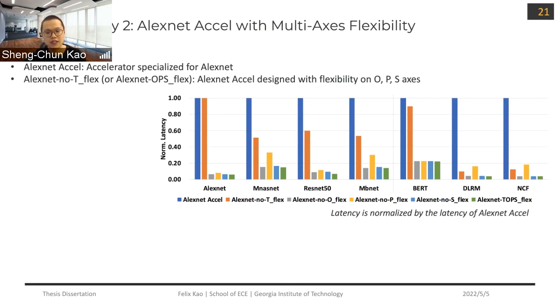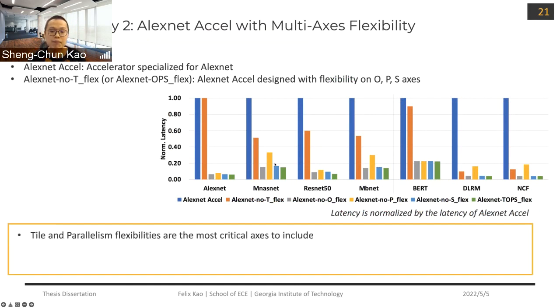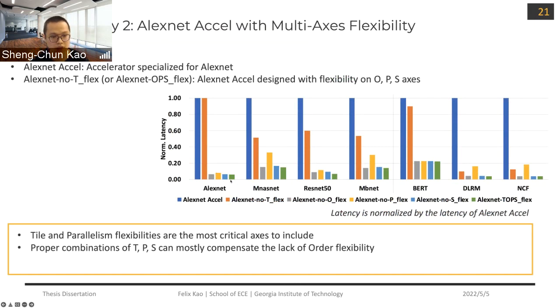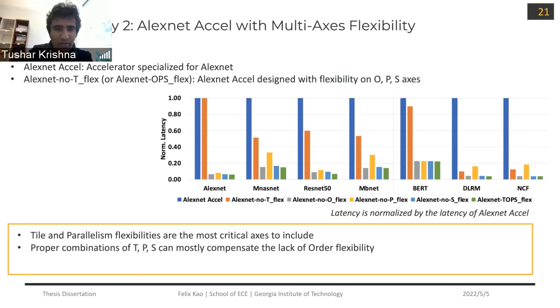And we can observe that the orange bar and the yellow bar are the highest for one another model. It means that the accelerator is more sensitive to tile and parallelism mapping axes. And we can also observe that the gray bar is clarified based on I think what Anshu had asked, right? So when you are not flexible on order here, like when you're only flexible on tile and parallelism here, what was the default order that you picked?